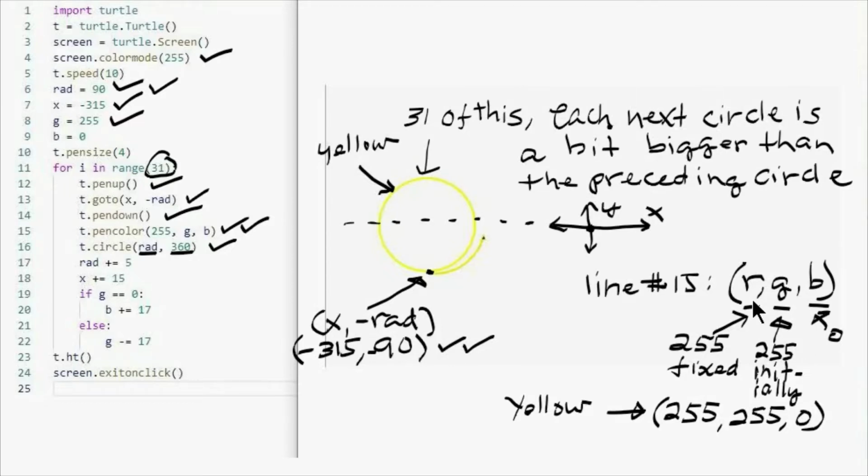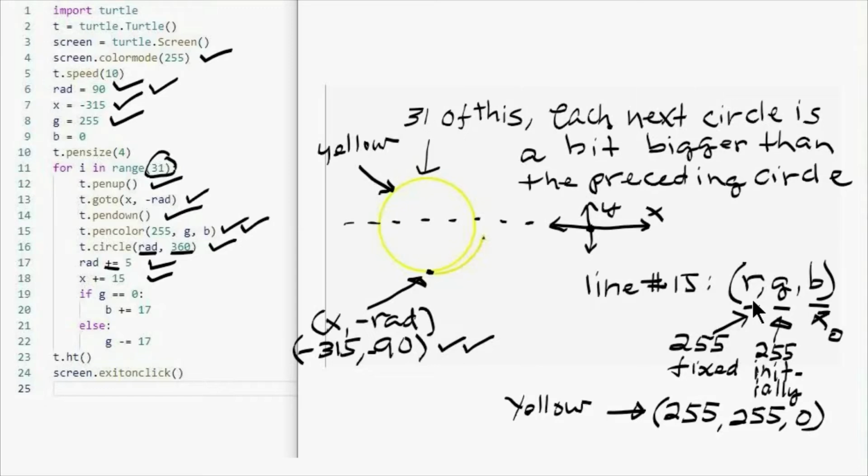Okay, after we have drawn the initial circle here, what we need to do is line number 17. We're going to make the radius of the next circle bigger. Look at this, the plus equal sign. And then we're going to make the center of the circle a bit to the right side. I'm adding 15 units to the x.